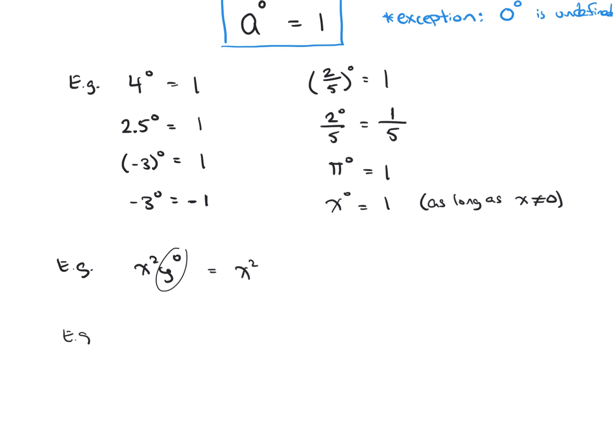What if there are brackets? What if it's like this, x squared y in brackets to the exponent of 0? Then what is the exponent of 0 hitting? It's actually hitting everything. The whole thing will equal 1. Okay, so that's an exponent of 0.